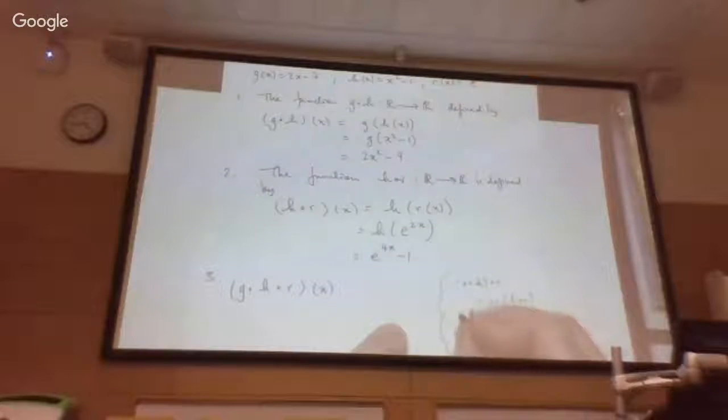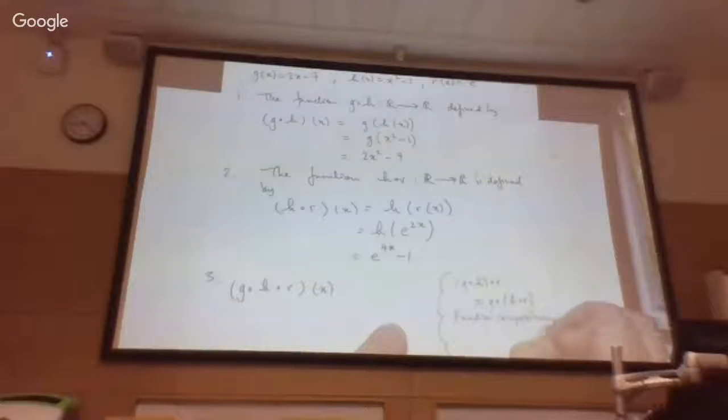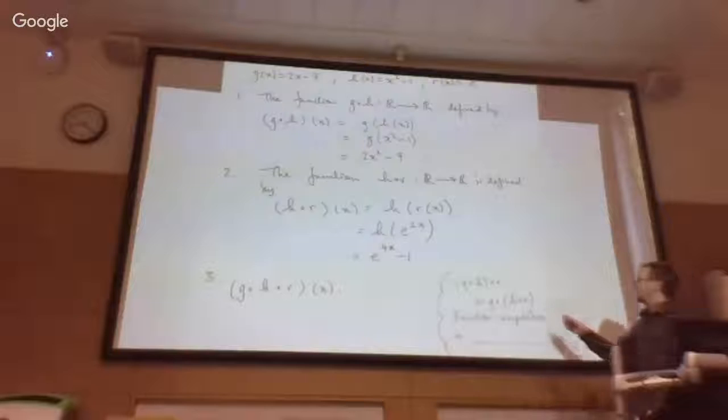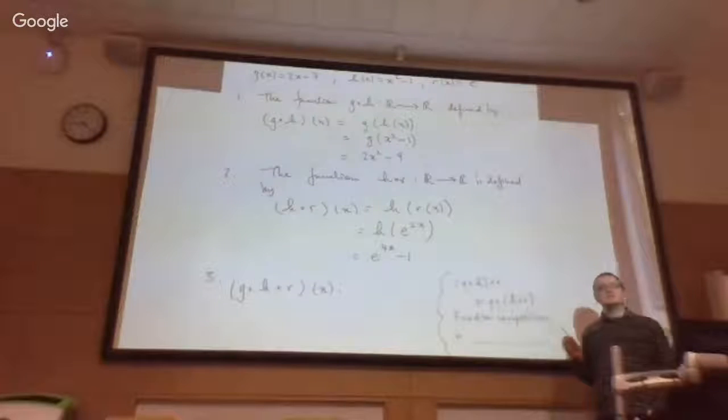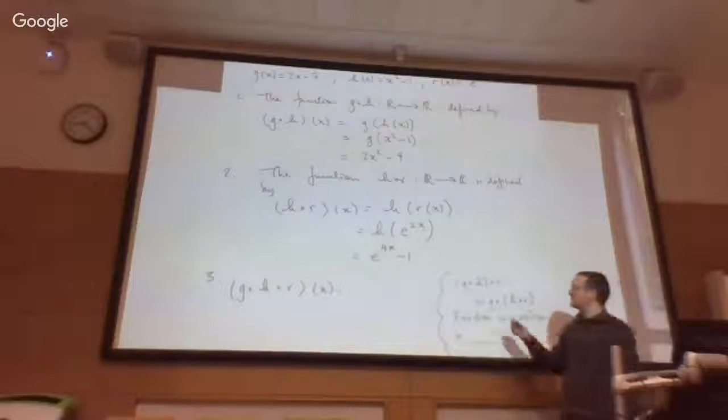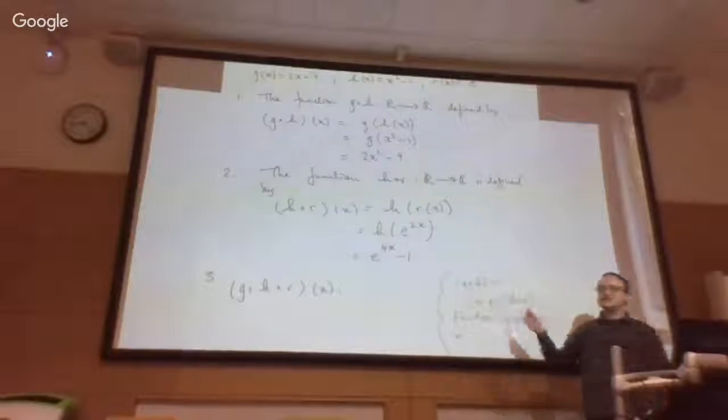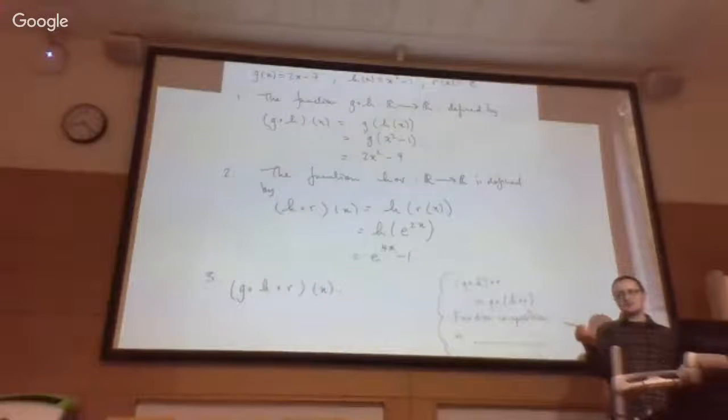This is an important property of function composition. What's the name of this? Have you seen this? Anybody know the name of this property? Function composition is this property here. Sorry? Commutative. Not commutative. Commutative is the property g after h equals h after g. And is that true for function composition?